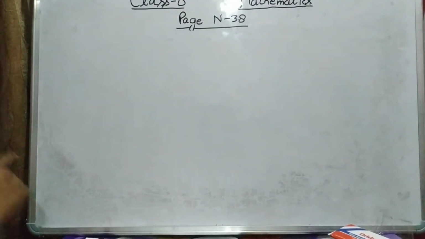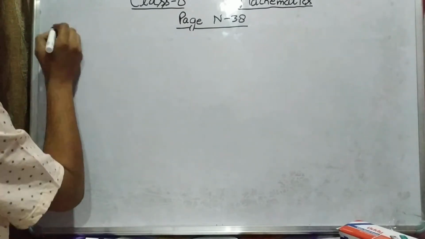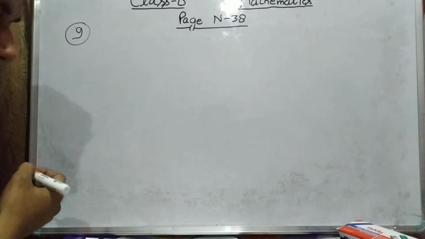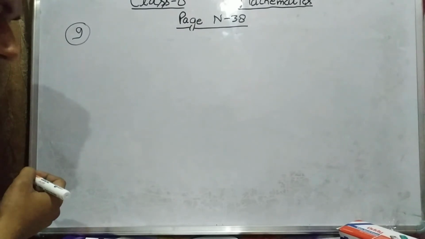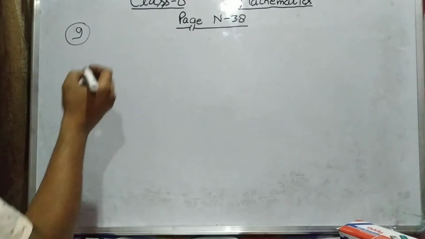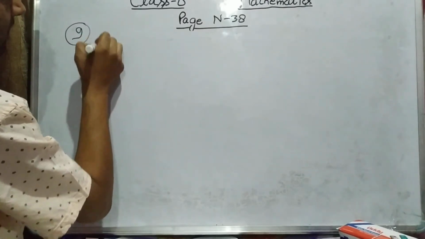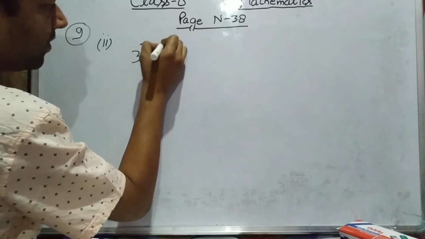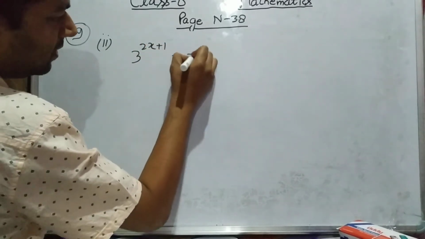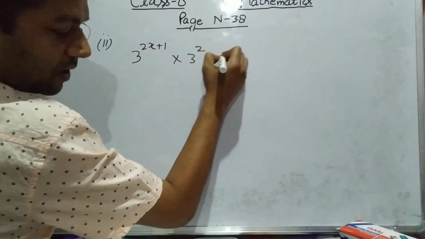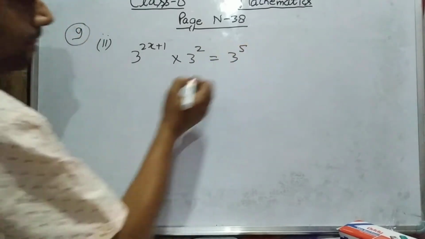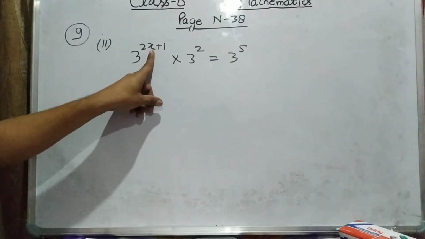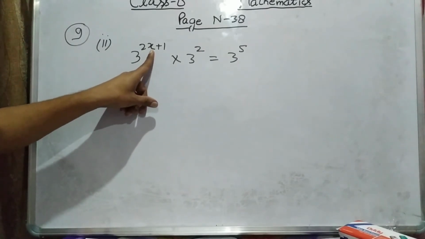Last question of this exercise, question number 9. Four parts are given there. Let us take one example. I am taking the second part here: 3 to the power 2x plus 1 multiplied by 3 square is equal to 3 to the power 5. The question says find the value of x. We have to find this value.